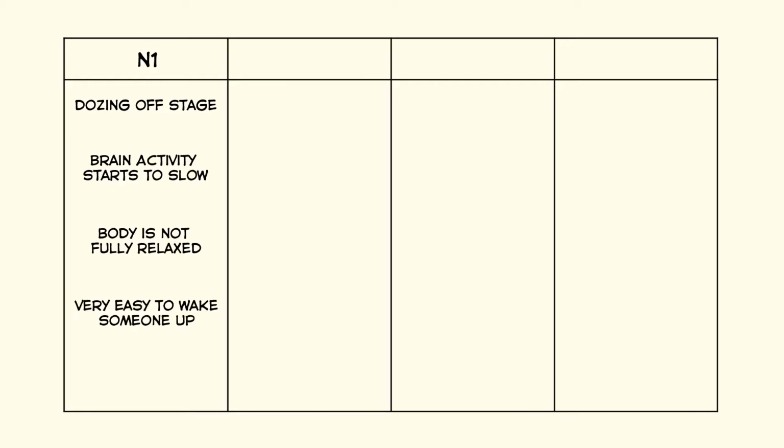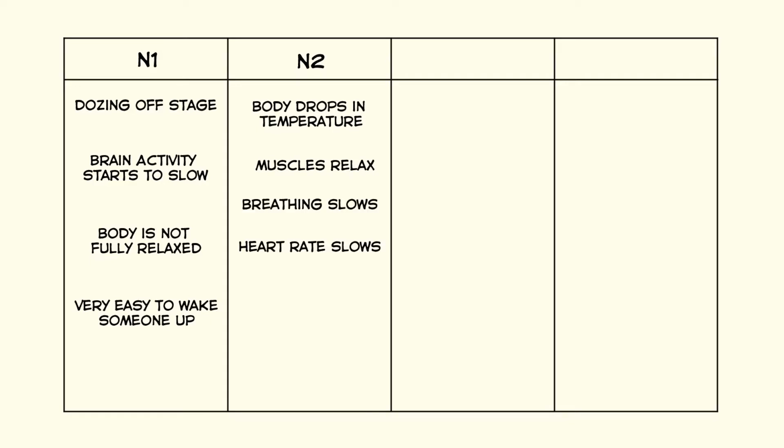The first is N1, also called the dozing off stage. Our brain activity starts to slow, but our bodies are not fully relaxed, so it's very easy to wake someone up at this stage. The next stage is N2, where our bodies drop in temperature, our muscles relax, breathing and heart rate are slowed, eye movement stops, and brain activity slows, with short bursts of activity.